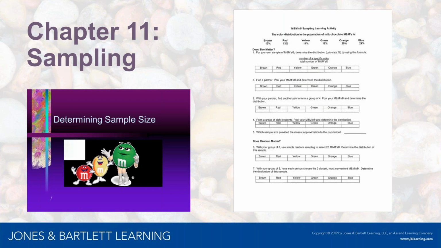Then in their groups of 8, I have them do some activities such as randomly select M&Ms, pick the ones that are closest to them, pick their favorite colors, and then determine which sample is closest to the population. I know that students really enjoy this session, and they often say, why can't all our classes be like this?